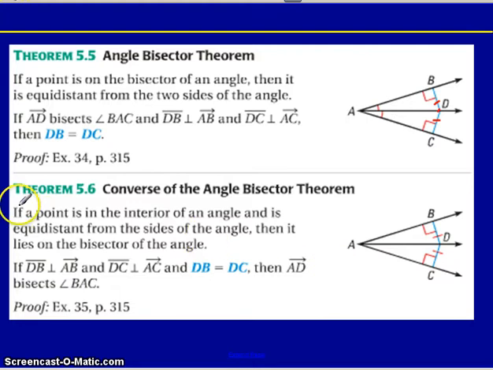Okay, and then it says if a point is on the interior of an angle and is equidistant from the sides of an angle, then it lies on the bisector of the angle. So notice that this distance is equal to this distance. It is the perpendicular distance between D and B and D and C. So therefore D would have to lie on the angle bisector by the converse of the angle bisector theorem.